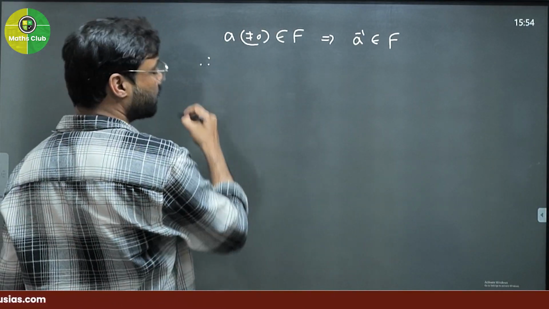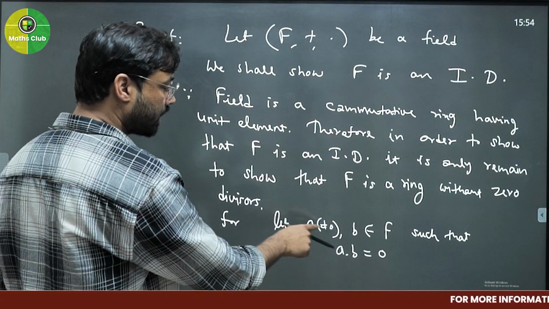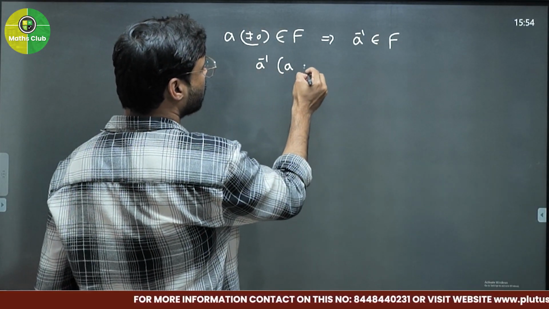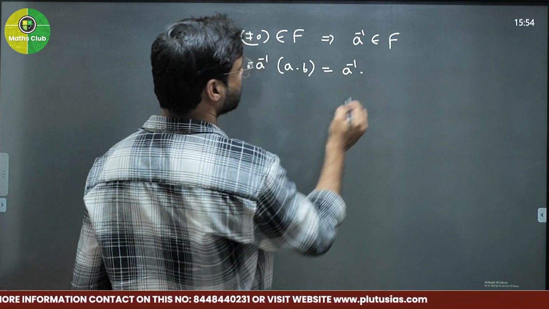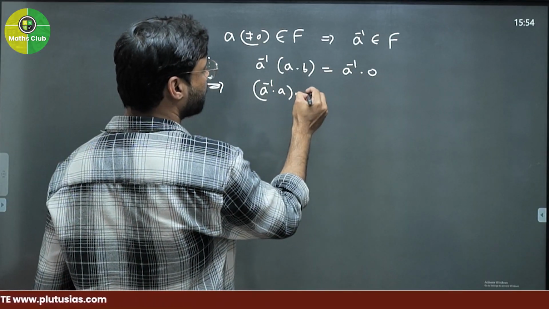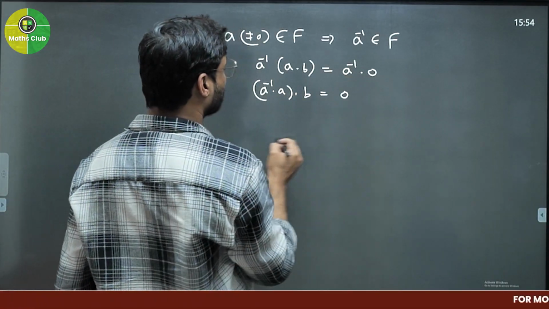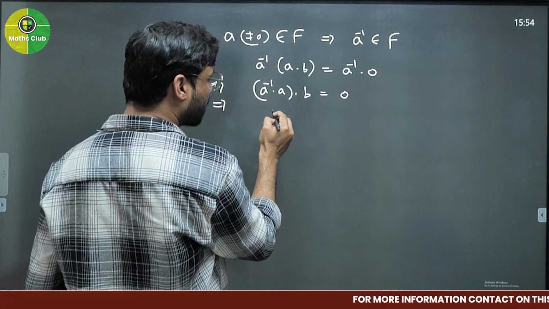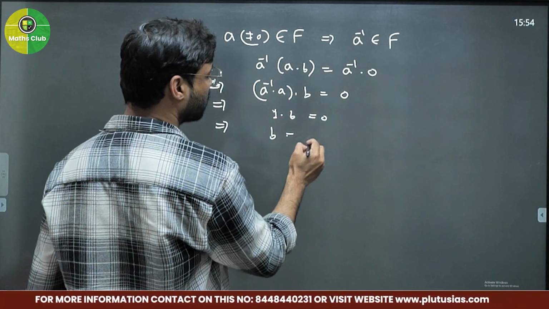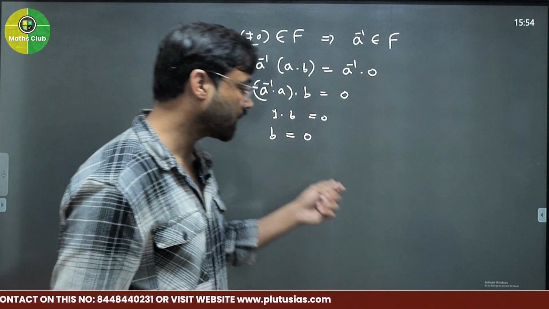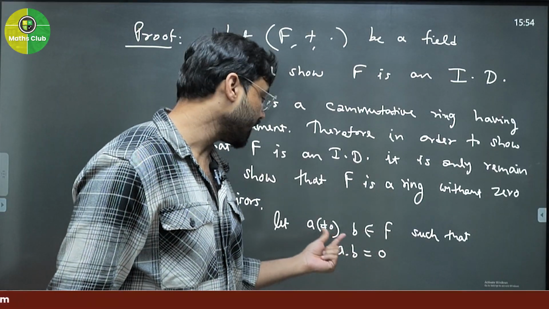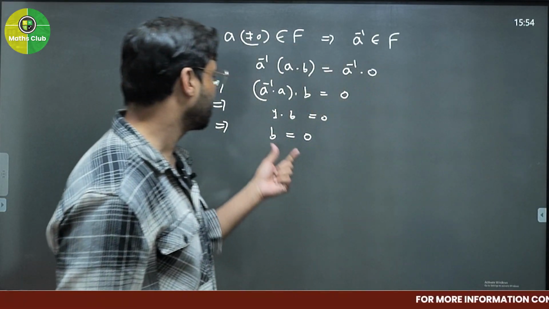Therefore, just multiply by a inverse from both sides. Therefore, a inverse times a dot b equals a inverse dot 0, and that implies, by the associative law in the field, that a inverse a times b equals 0, and that implies that unit element 1 times b equals 0, that implies that b equals 0. So we have b equal to 0. That means whenever a, b belong to F such that a dot b equals 0, and if a is not 0, then we get b equal to 0.